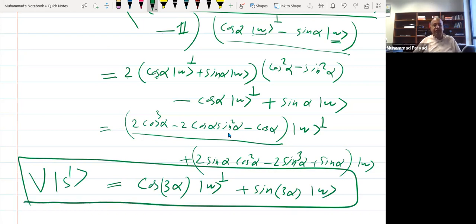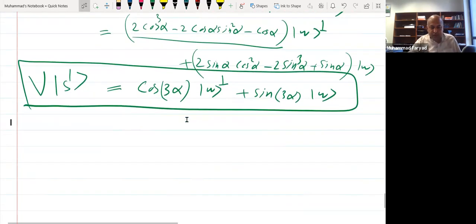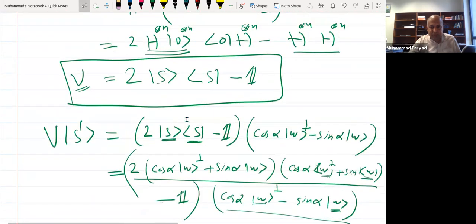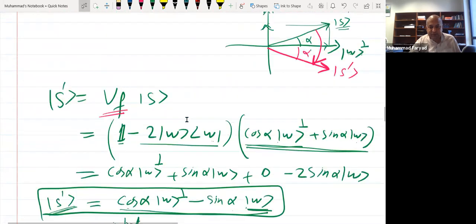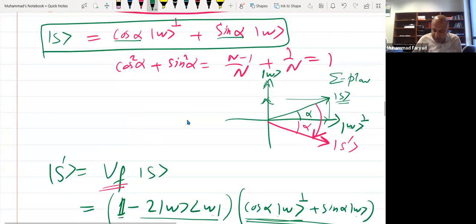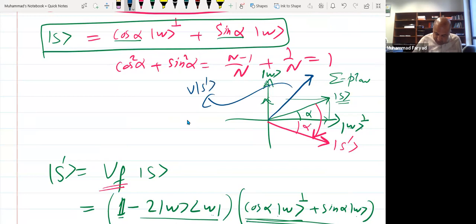So this is the state after applying the diffuser V. And if you want to plot it on the same graph that we plotted this S and S prime, let me do that. And the last state that we got is, let's call it some Vs prime. So it has cos 3 alpha and sine 3 alpha. So it means it has this total angle 3 alpha.